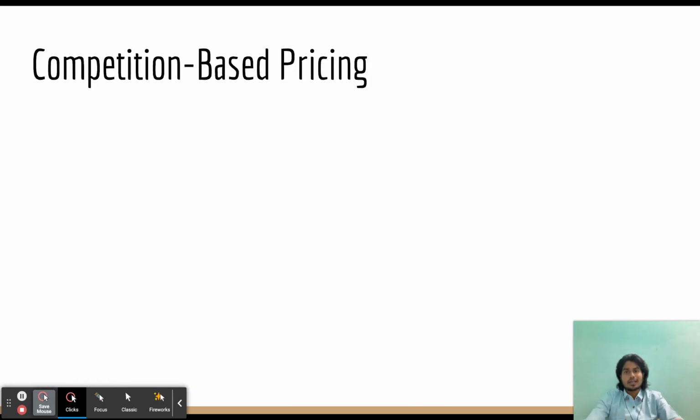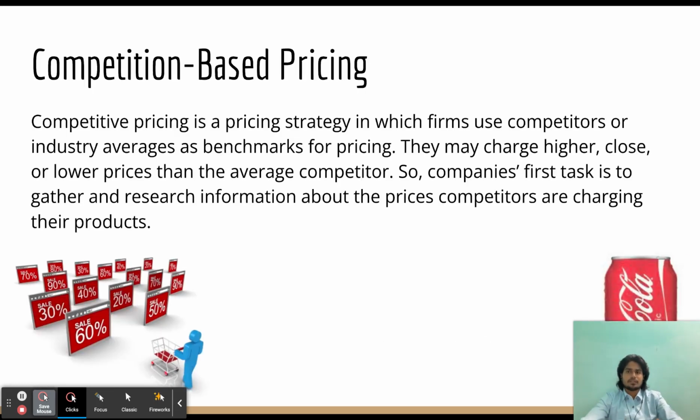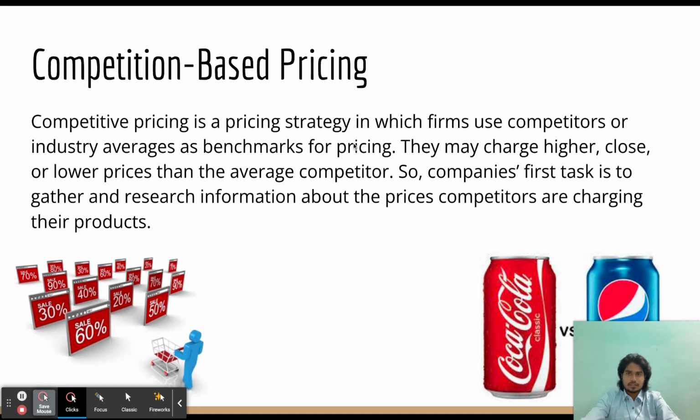Now let's look into the last pricing strategy, called the competition-based pricing strategy. In this pricing strategy, the selling price depends upon the competition and the market average.